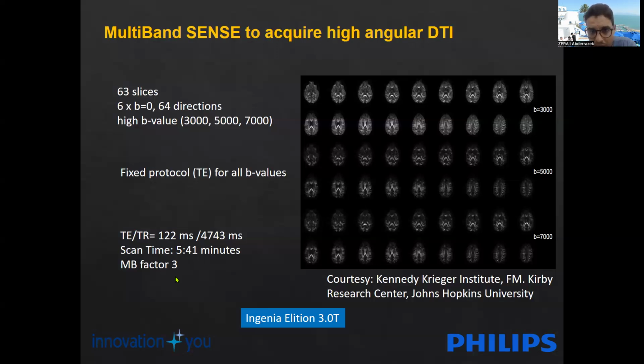You see here there is a good image in terms of signal to noise ratio, and also the scan is not very long. For example, when you're using 128 directions, we can go to 15 minutes. This is also dependent on the imaging system. Here we used an Ingenia Elition 3 Tesla.